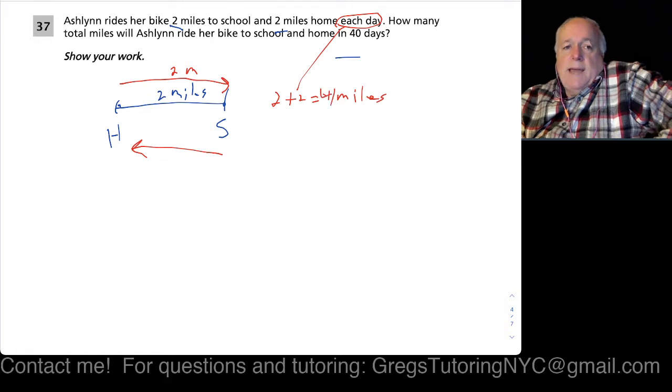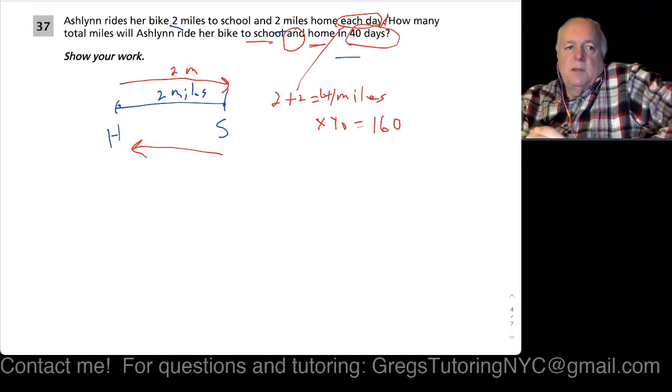So we're up here. How many total miles will she ride her bike to school and home? Not just one direction, both directions, in 40 days. Well, it seems to me we're going to multiply this by 40. 4 times 40 equals 160. Okay? So how many total miles? So our answer should be in miles. And that's another way to double check that we're solving the right problem. Some kids do the 2 plus 2 equals 4, and they stop here. That's no good. So the answer is not 4. We have to use that number to do 4 times 40 gets 160.